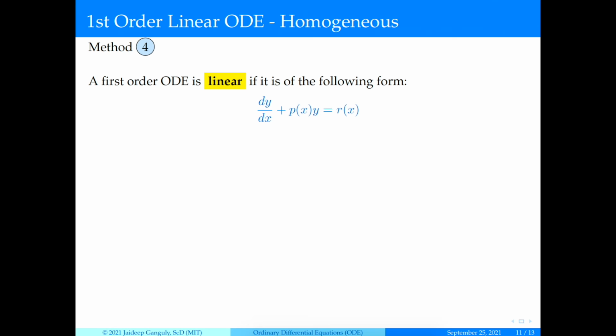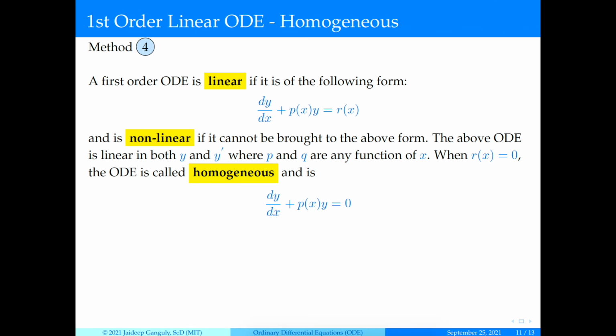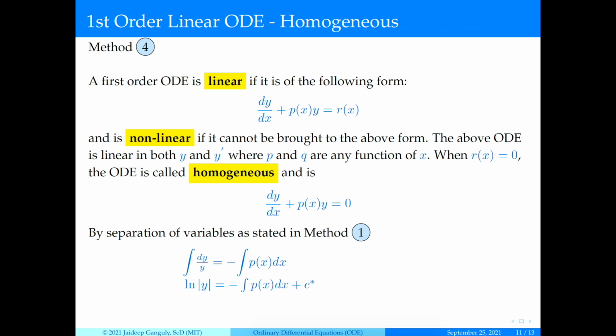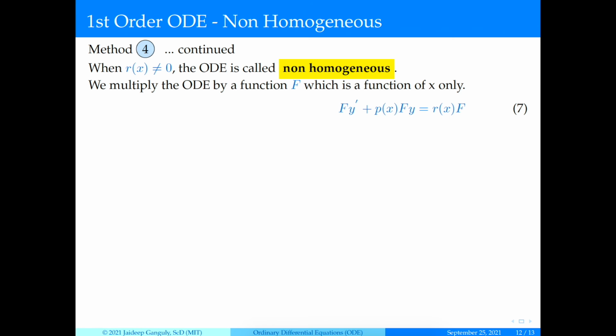In method 4, we focus on solving first order ODE. We first solve for the homogeneous equation, that is, when r of x is 0. Using separation of variables from method 1, we can easily arrive at the solution for the homogeneous equation. We now find the particular solution for the non-homogeneous part. Let's multiply the ODE by f, which is a function of x only.